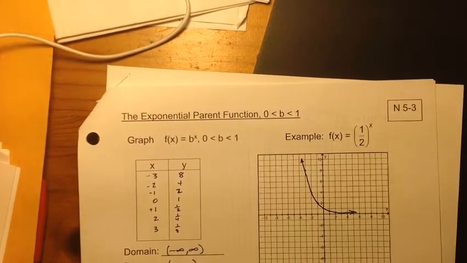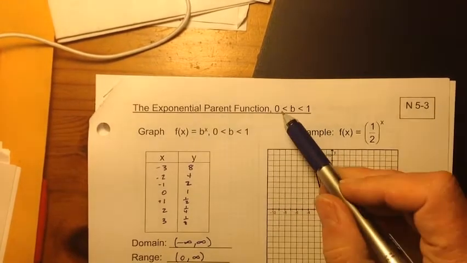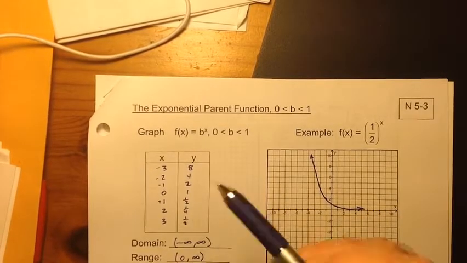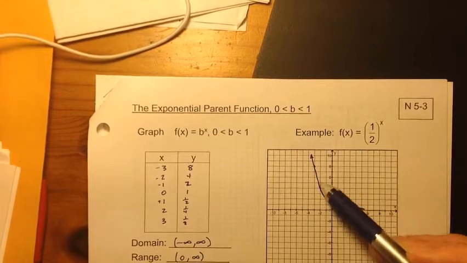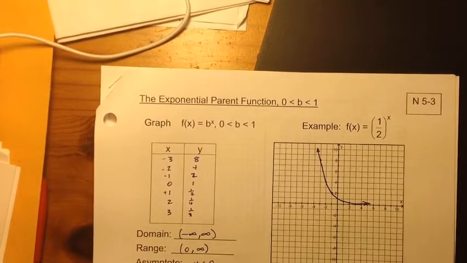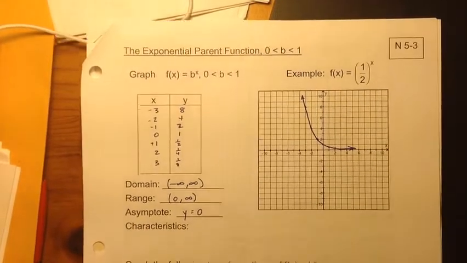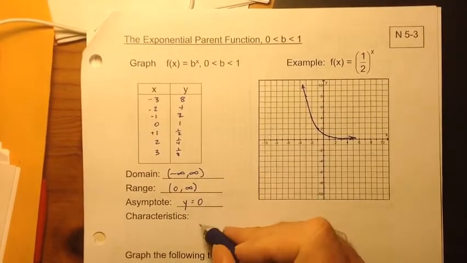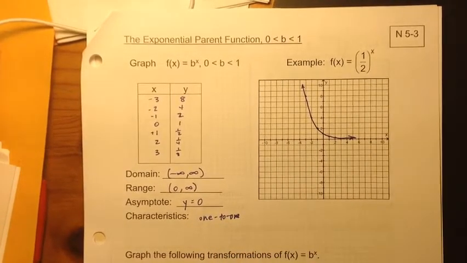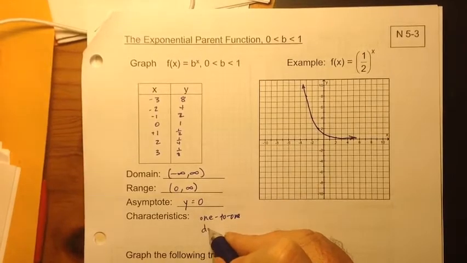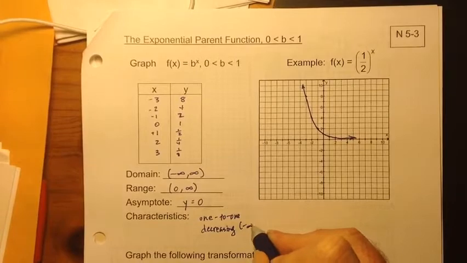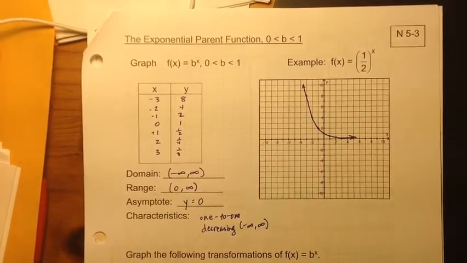So now we're looking at the situation where we have the decreasing when b is between 0 and 1. So our example is 1/2. Again, we already did these values. We already graphed this. The domain's all real numbers. The range from 0 to infinity. Asymptote, y equals 0. And it's going to be very similar. It is also a one-to-one function. This one is decreasing instead of increasing. It is decreasing over its entire existence from negative infinity to infinity.